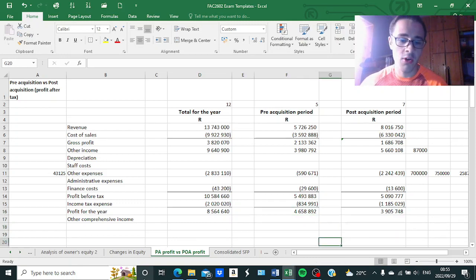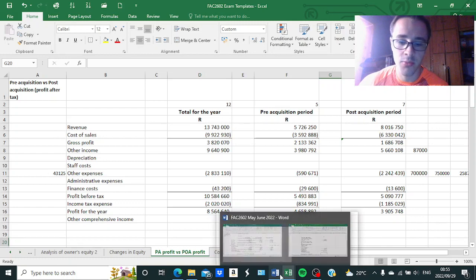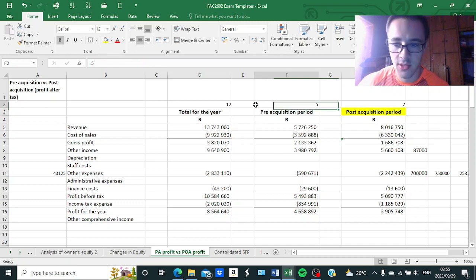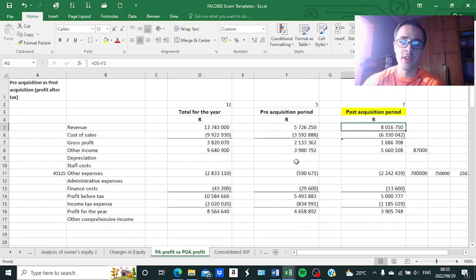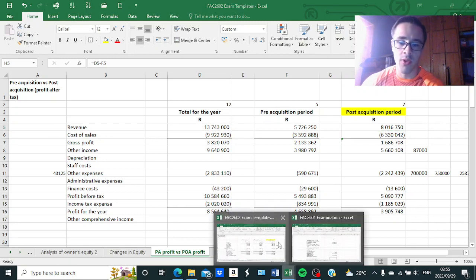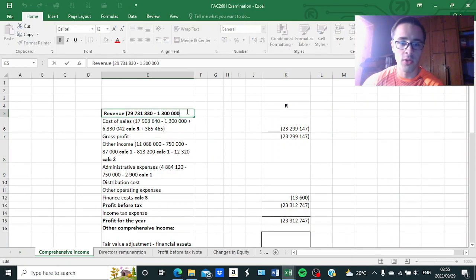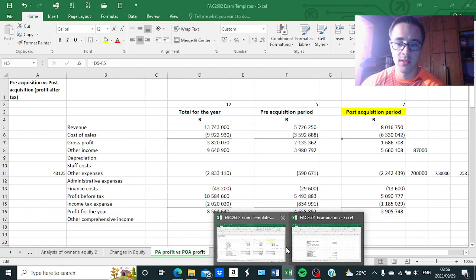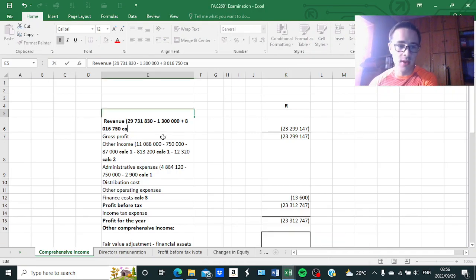So we know that our post and pre-acquisition profits are correct. Let's first complete our consolidated statement of profit or loss and other comprehensive income. As I've said previously, we need to include all the amounts for the post-acquisition period as part of the group's items. So for revenue, we will add the amount of 8,016,750 to the group's revenue item. That is according to calculation 3.